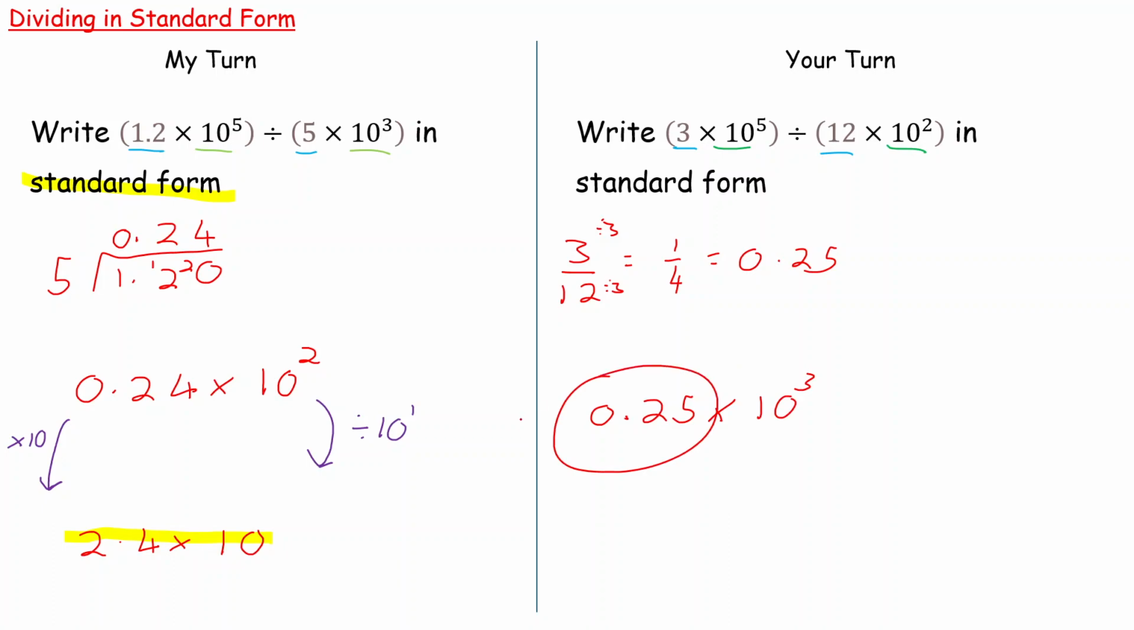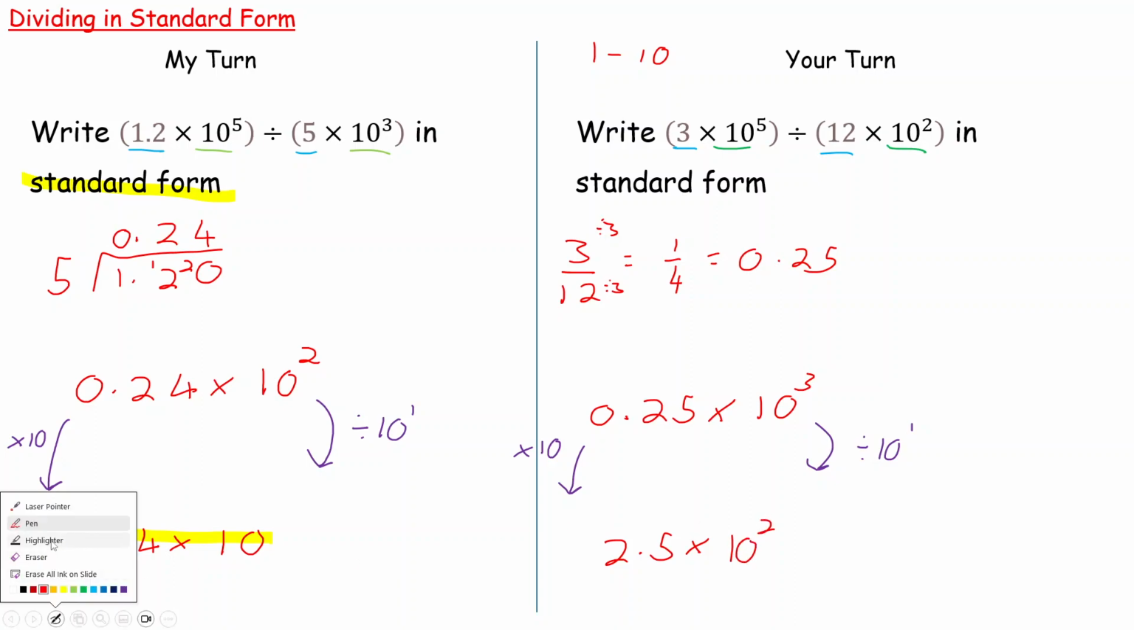But again, you've got an issue here. This number must be between 1 and 10, but not including 10, which it isn't. So we've got to manipulate this again by, first of all, timesing this left-hand side by 10, and then dividing this 10 cubed by 10, or 10 to the power of 1 means the same thing. 0.25 times by 10 is equal to 2.5, and we're timesing 10 cubed divided by 10 to the 1, take away the powers, 3 take away 1 is 10 to the power of 2, and that is your answer. If you got that, then fantastic. That is really, really good.